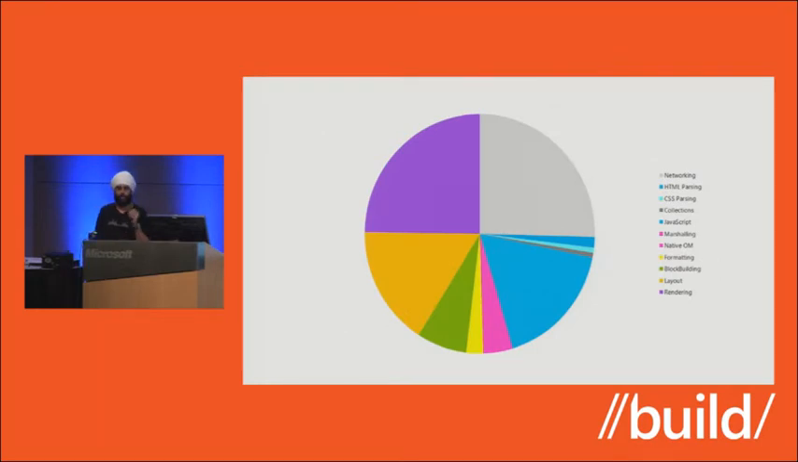Okay, so if we were to average the travel sites together, you would see something like this. About a quarter of the time is spent in networking. And you see another chunk, 20% of the time is spent in JavaScript. Another large chunk, 20% of the time is spent in layout. 25% of the time is spent in rendering to the screen. So this is why the GPU is so critical to web performance.